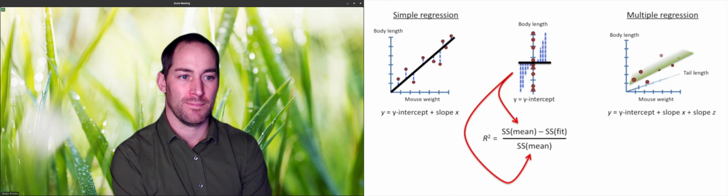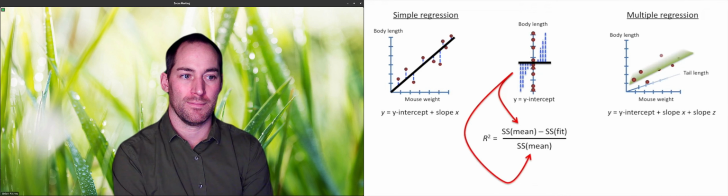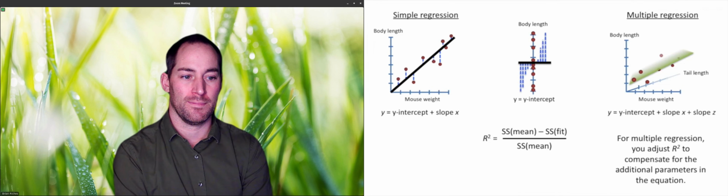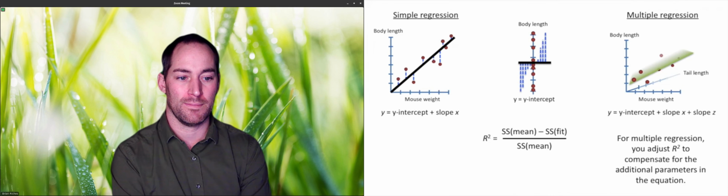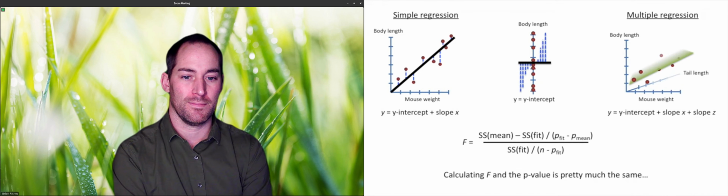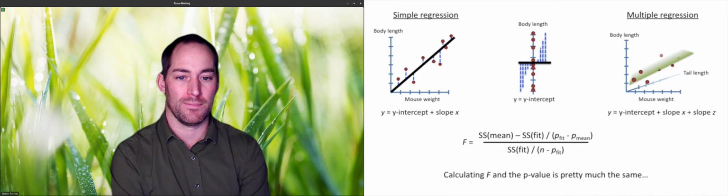Regardless of how much additional data we add to our fancy equation, if we're using it to predict body length, then we use the sums of squares around the body length. One caveat is, for multiple regression, you adjust R squared to compensate for the additional parameters in the equation. We covered this in the Stack Quest for linear regression, so it's no big deal. Now we want to calculate a p-value for our R squared.